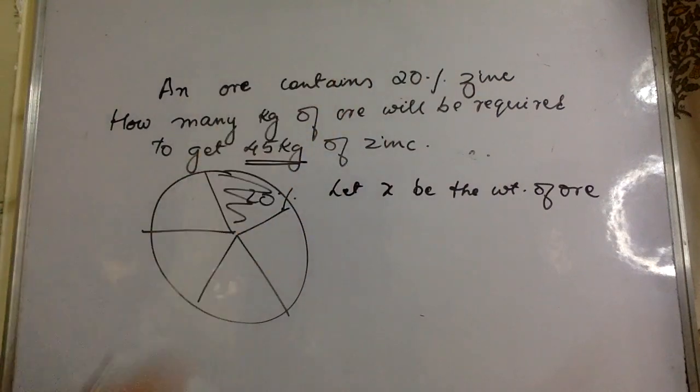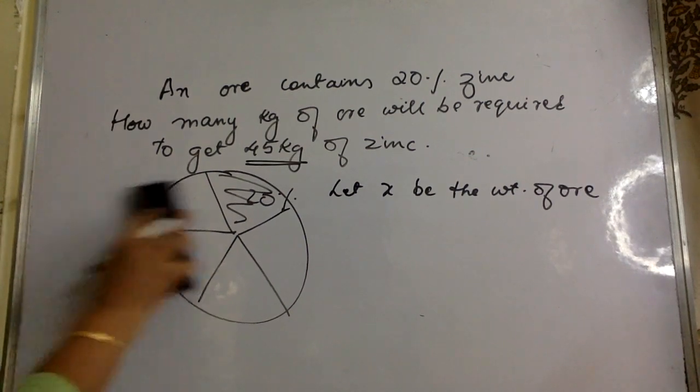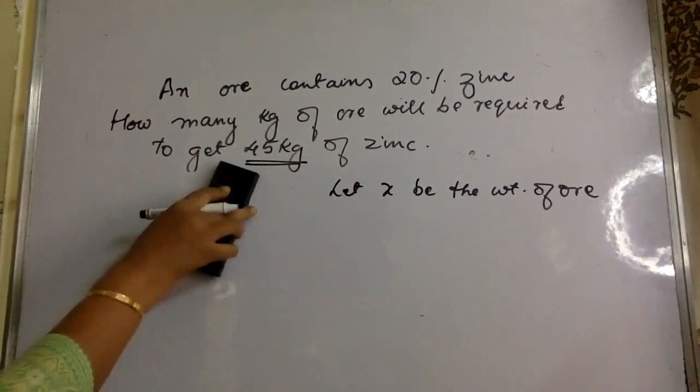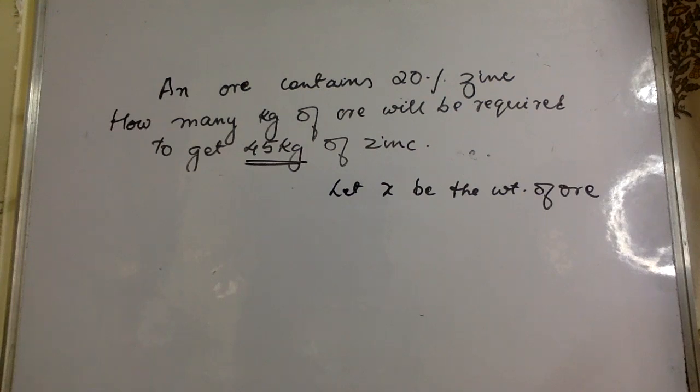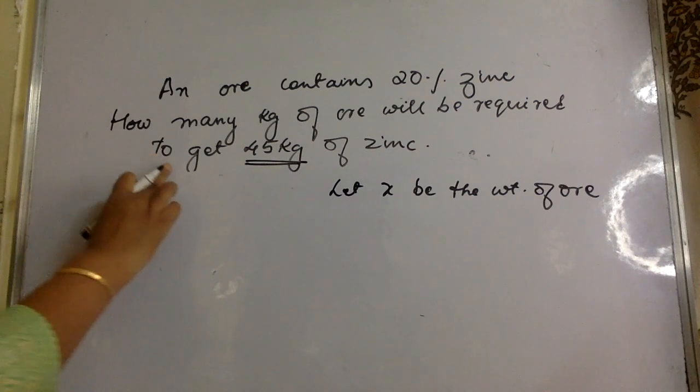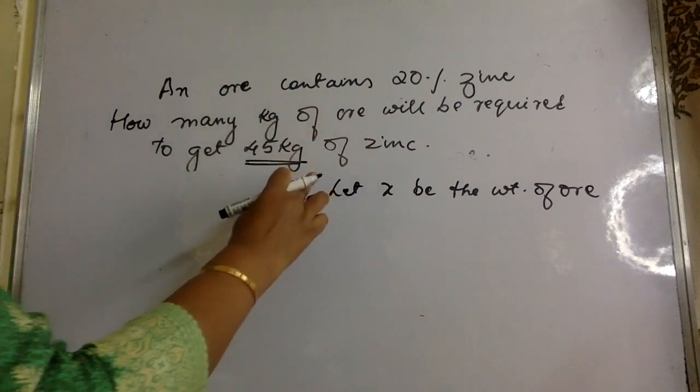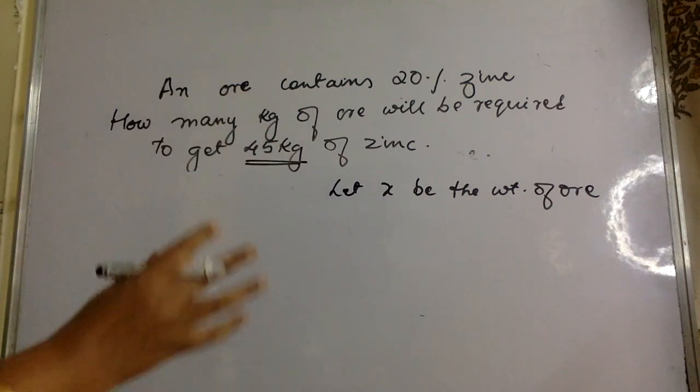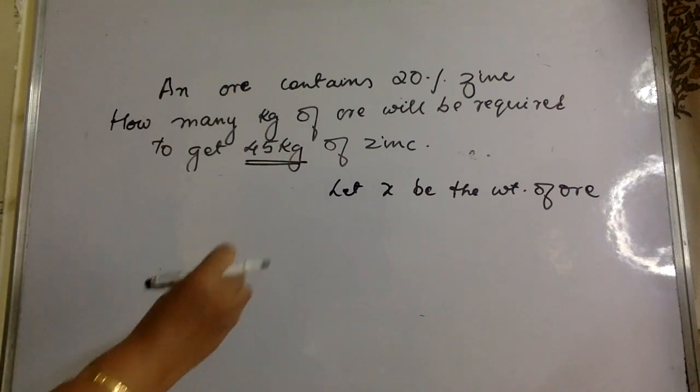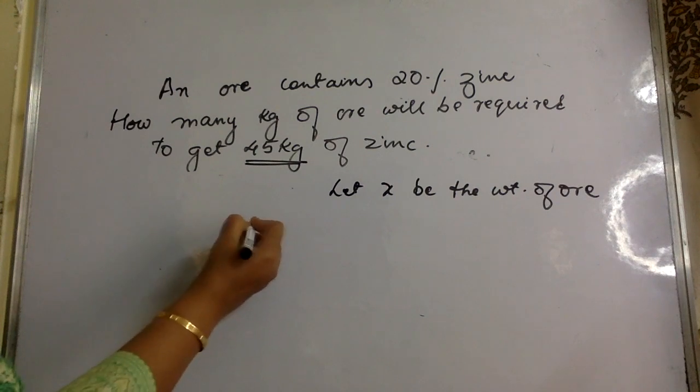So I am taking the weight of ore to be X. Generally, whatever we have to find, take that as X, then you will see that your sum is becoming easier. Sometimes you keep wondering what to take as X. So if they have asked how many kgs, take the total kg of ore, let it be X.